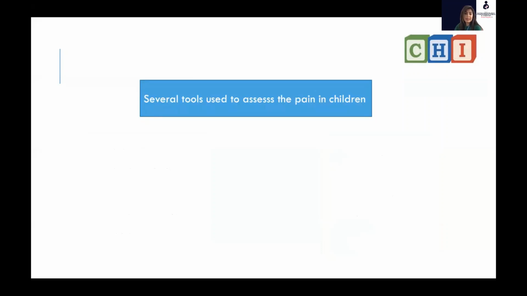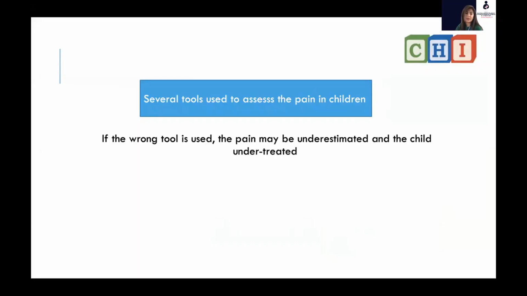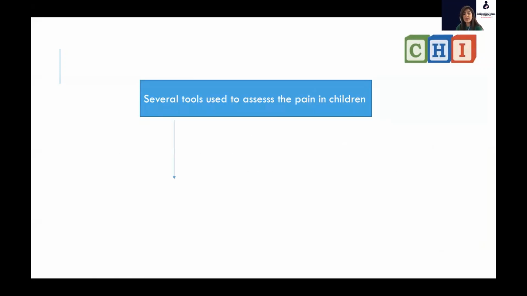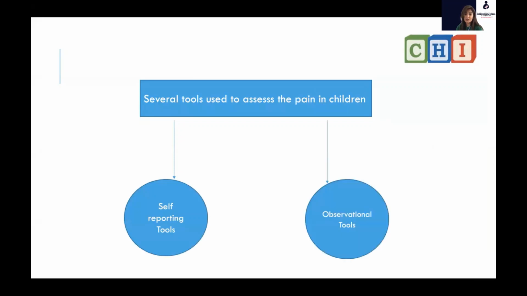Saying that, we have to know that there are lots of tools available on the internet and in our trusted resources, but we need to know how to choose the right one. Choosing the wrong tool will lead to underestimating the pain, and the child could be undertreated. There are two types: self-reporting tools and observational tools.